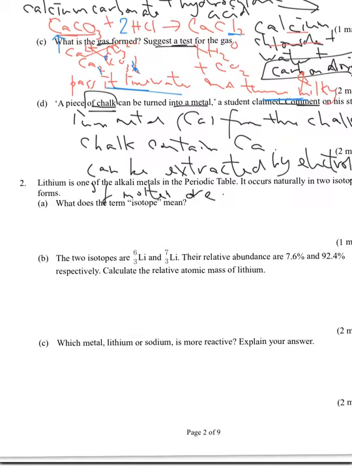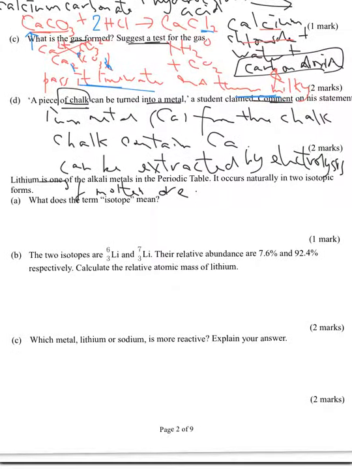Now here we have lithium in the periodic table, which naturally has 2 isotopes, or isotopic forms. For this word, isotope, you should know the meaning. What does the term mean? I find that some of you only answer part of the answer. Many of you can remember that isotopes have the same number of protons but different number of neutrons.